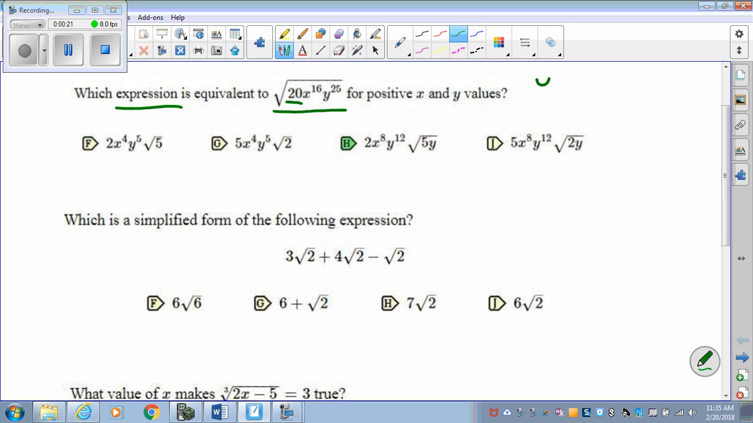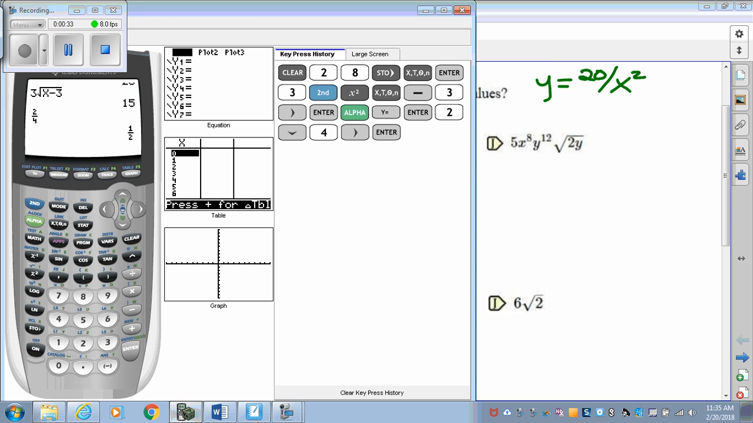And so on our calculator, y equals 20 divided by x. What's the root? It would be a 2 because there's nothing written there. So I'm going to put y equals 20. So let me clear that. So y equals 20 divided by x to the second power.